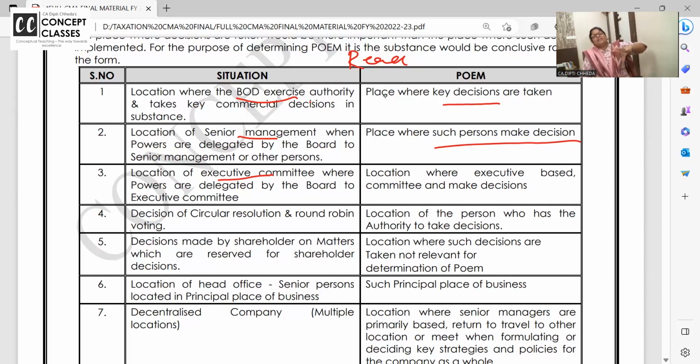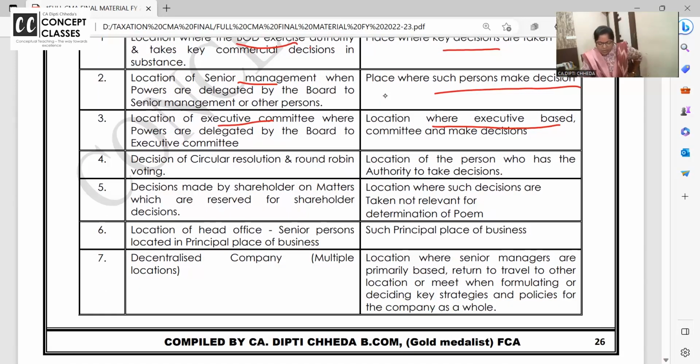Out of the 12 directors, the chairman, vice chairman, finance director and admin director, such 5 people form an executive committee. So if the decision is taken by that executive committee, where is the location of that executive committee? Decision by circular resolution, round robin voting and all. Then the location of the person who has authority to take the decisions.